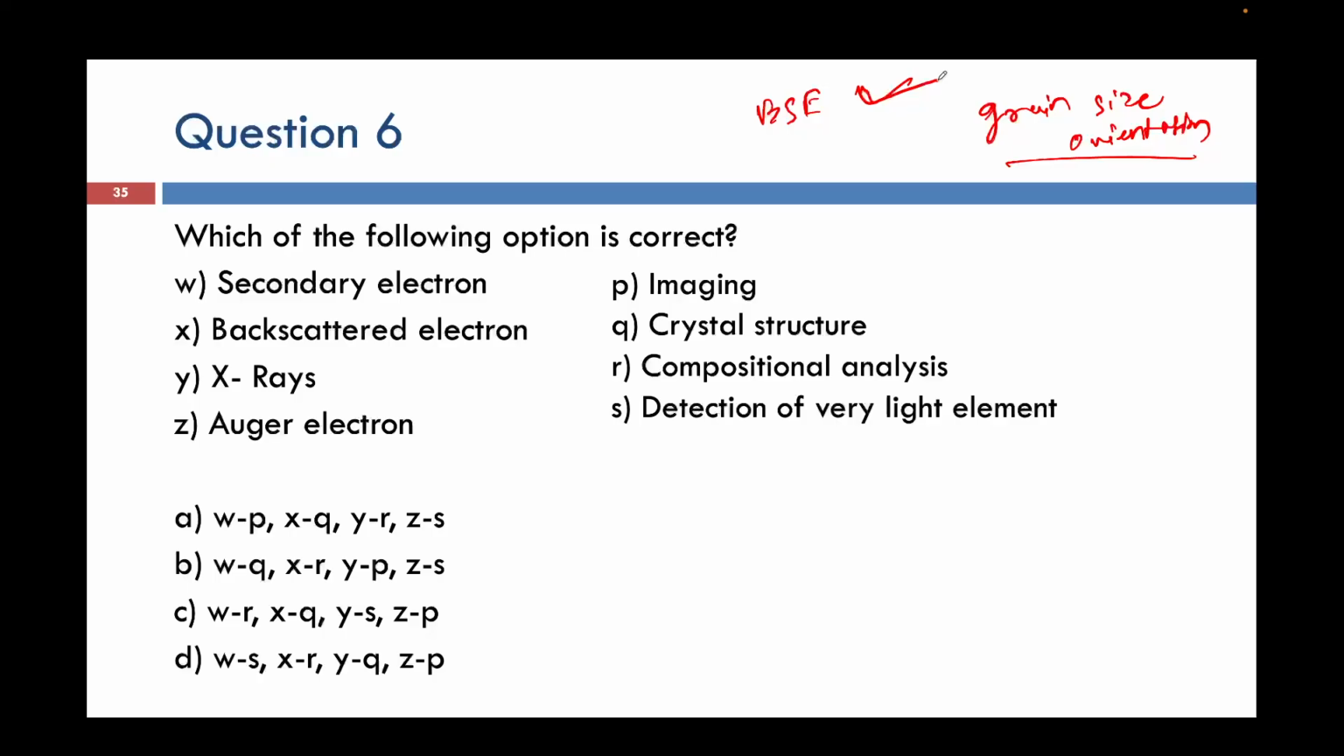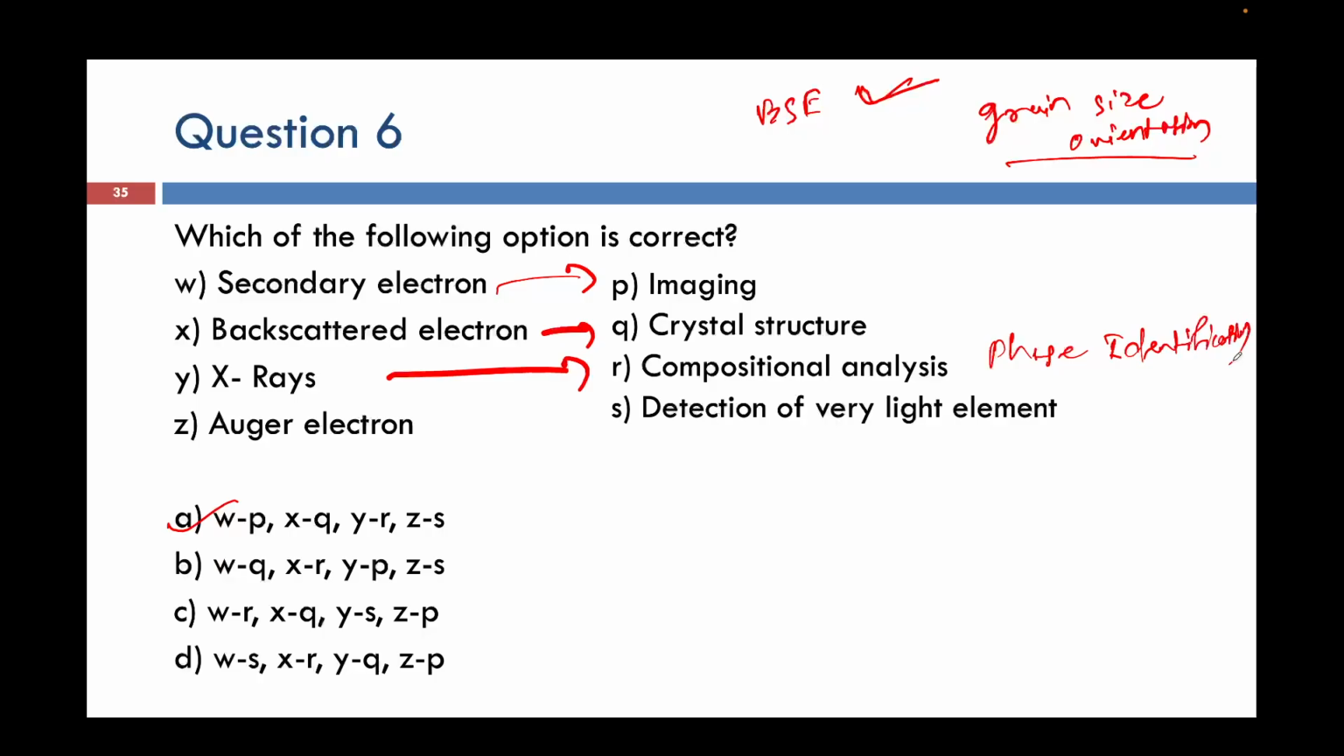Now you can say which of the following options is correct: secondary electron, backscattered electron, X-ray, Auger electron, imaging, crystal structure, compositional analysis, detection of very light element. A is correct. Yes, sir. A is the correct answer. So secondary electron is used for imaging, backscattered electron for crystal structure, X-ray for compositional analysis, that means phase identification.